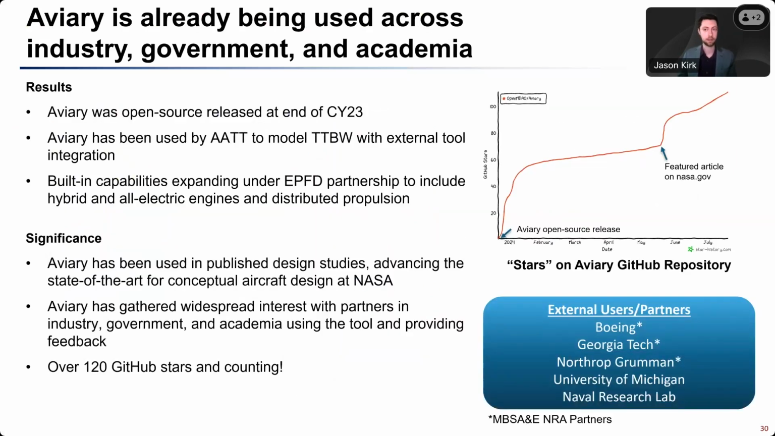And to conclude the presentation, I want to leave you with a slide talking about the impact that Aviary has had so far. So we open source released the code at the very end of the calendar year 2023. And since then, it's been used internally by NASA, by AATT, and we're partnering with EPFD to model more interesting aircraft concepts and prove and demonstrate the code and build up some trust in the tool and familiarity with the tool in the agency. But also, we've been doing a lot of partnerships externally.